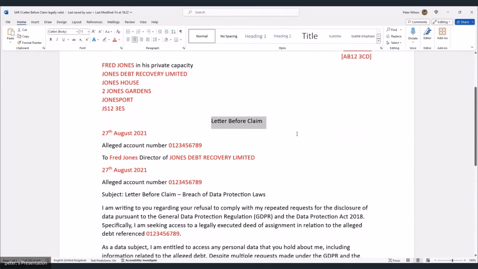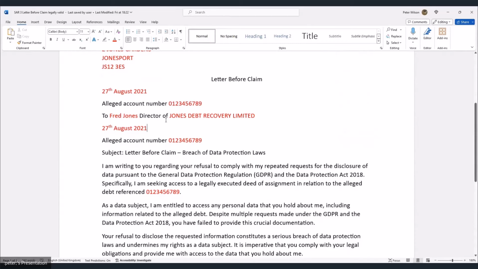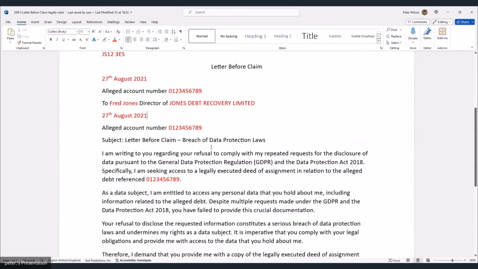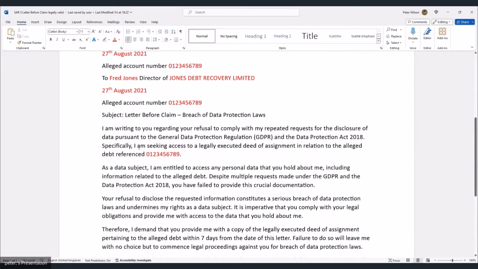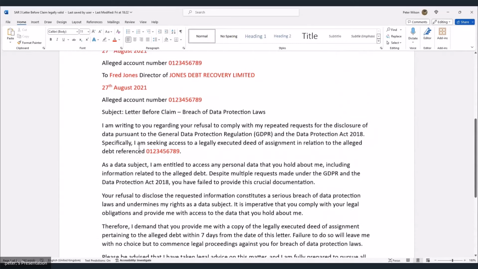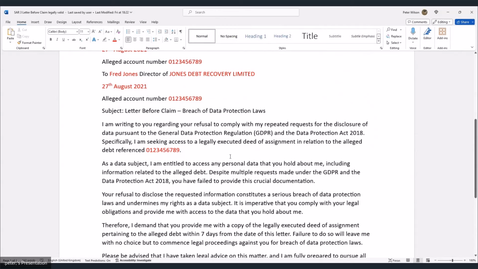We're going to put the date in. We're going to put the alleged account number in, to Fred Jones, Director of Jones Debt Recovery Limited. There's the date, alleged account number, subject: letter before claim, breach of data protection laws. We are being very concise with it, aren't we?